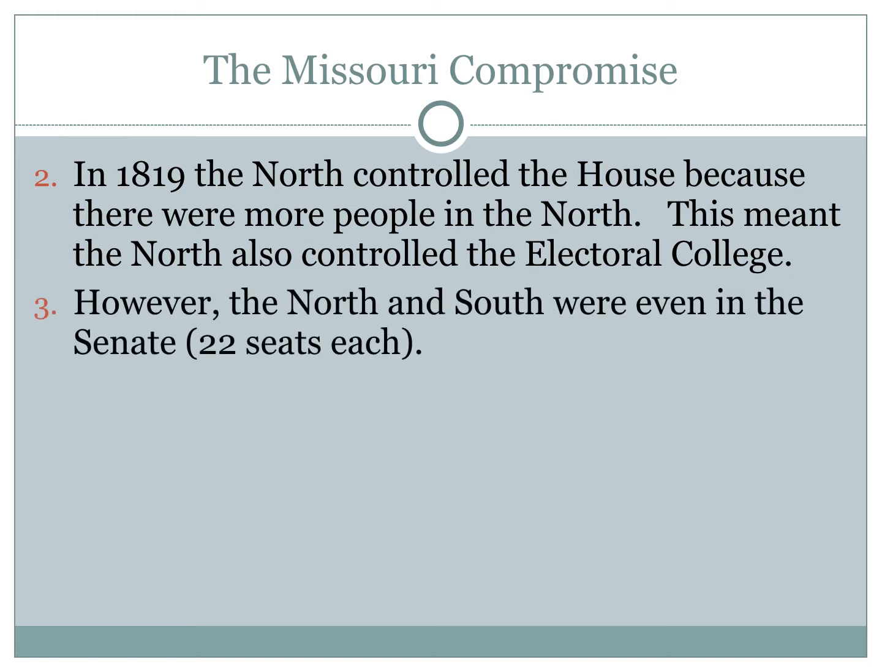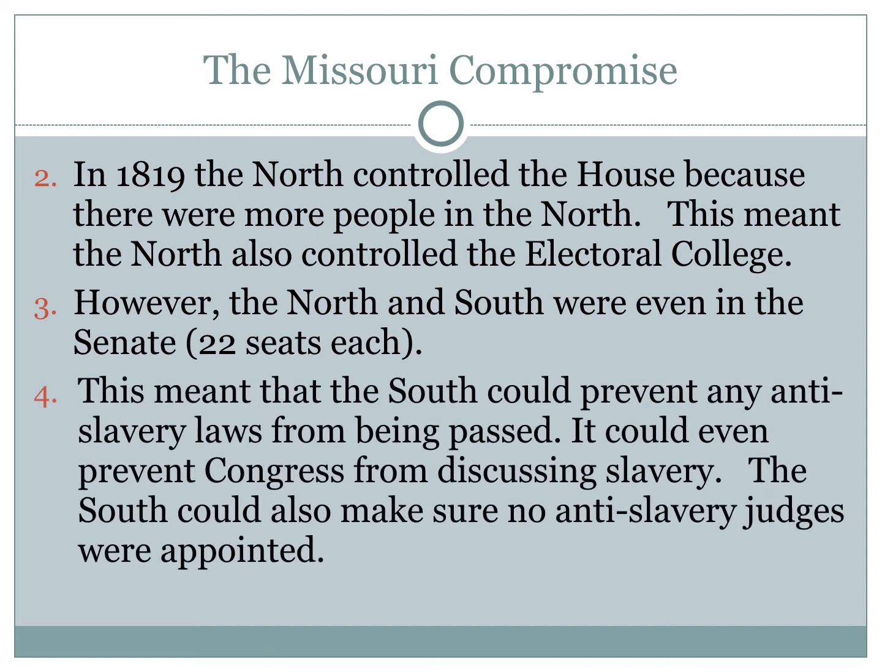But the fact that the North and the South were even in the Senate at 22 seats each was very important, because this kept the North from passing any anti-slavery laws. In fact, that even split in the Senate was a way for the Southern senators to really prevent Congress from even talking about slavery.